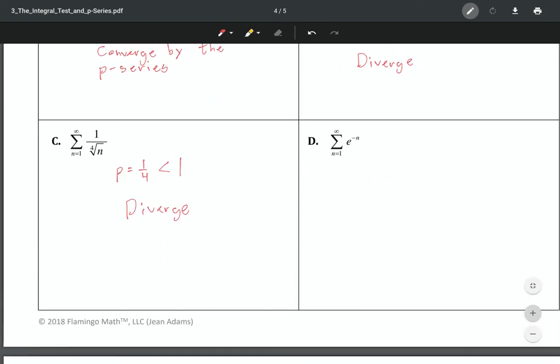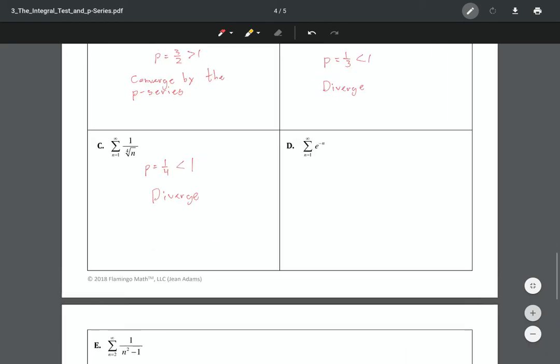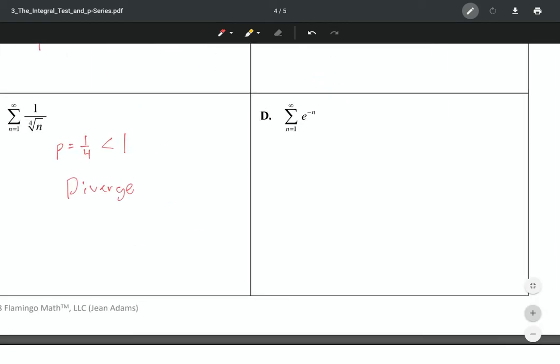On D, in this example, you can't really use the p series test. I wish they would have put that in a separate place, but they didn't. So on this one you can't really use that, but the other test I can use is the integral test, because this is going to be a continuous, positive, and decreasing function. Remember, you have to have all those conditions to use the integral test.